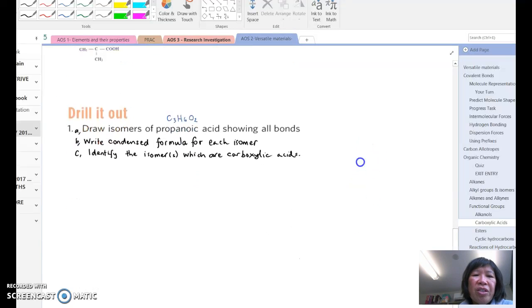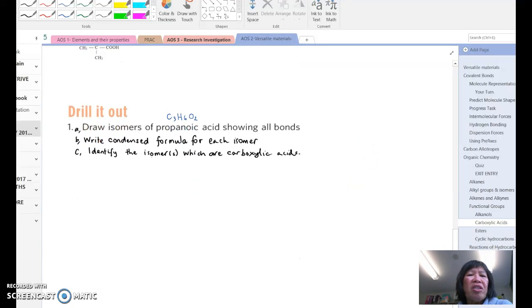And there are further questions down the page. So drawing out isomers of propanoic acid, showing all bonds, writing the condensed formula for each of those isomers, and not all the isomers are carboxylic acids. See if you can figure out which ones aren't and which ones are. Let me give you a hint. There are 2 to draw.